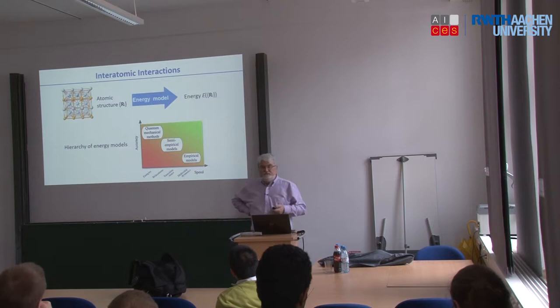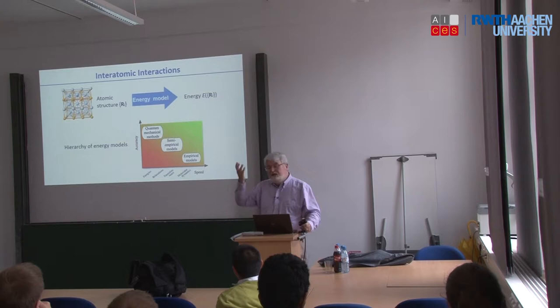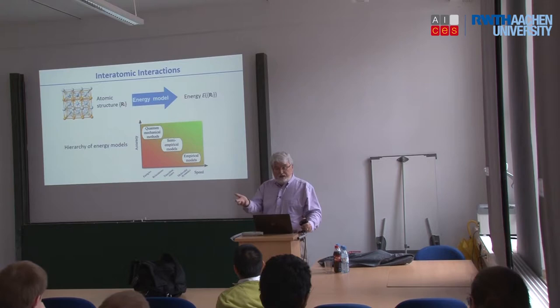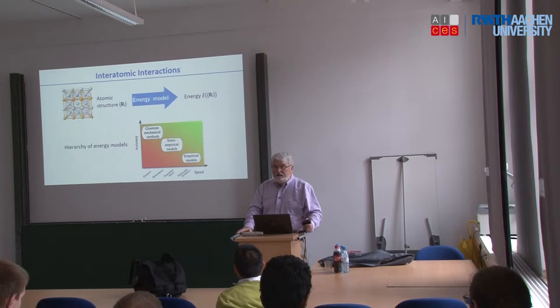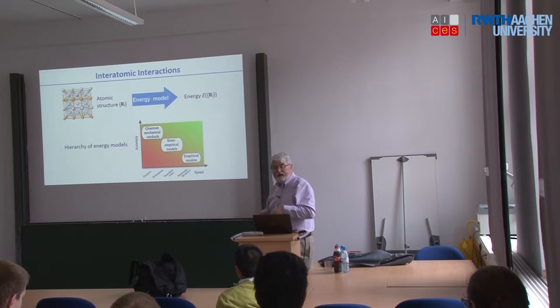And usually we know something in advance. We know what material we're looking at, so we usually know what kind of bonding it's going to be. If it's silicon, we know it's covalent. If it's, say, strontium titanate, we know it's largely ionic. If it's a metal alloy, copper nickel, we know it's going to be metallic. So we have some idea about the type of bonding, the underlying physics, and we're going to exploit that in developing our energy models.